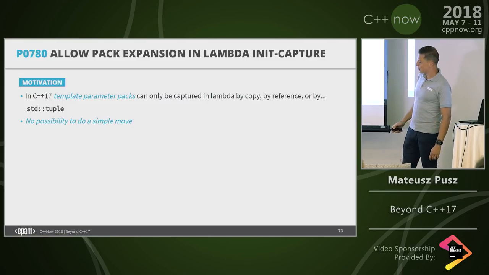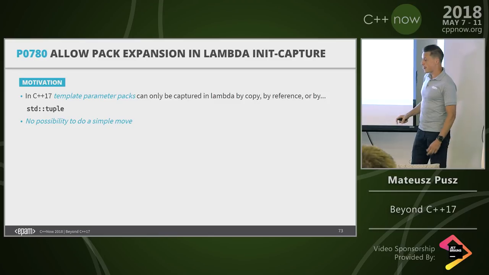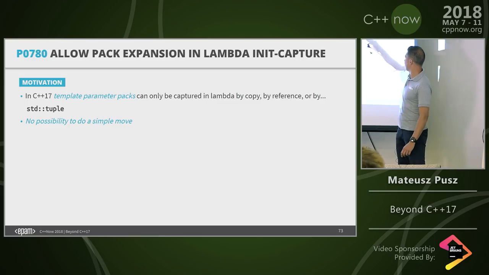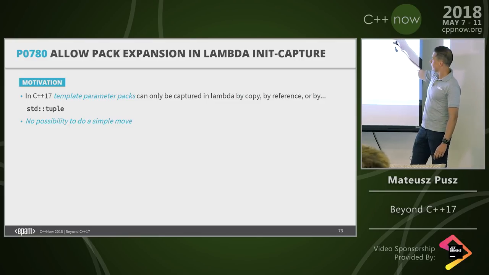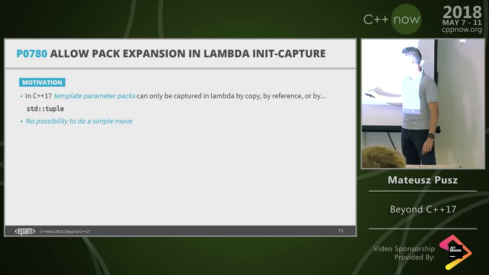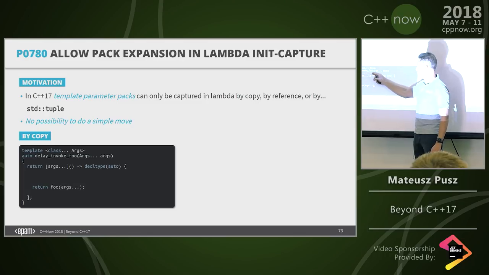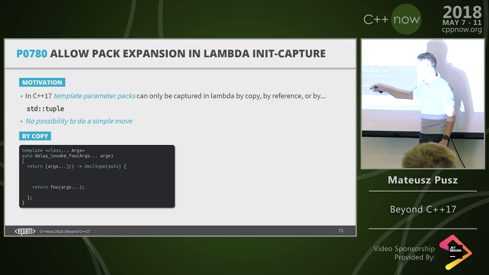Another feature for lambdas is to allow pack expansion in the init capture. I never tried to do this until now, but it turned out that template parameter packs can be captured in a lambda either by copy, by reference, or by tuple if you want to move something. If you want to do it by copy, it's easy. You provide some function saying delay invoke foo, and you create a lambda that has the argument pack in the capture clause. It's copied into the state of the lambda, and then you just execute foo with those arguments stored in the lambda, yes?